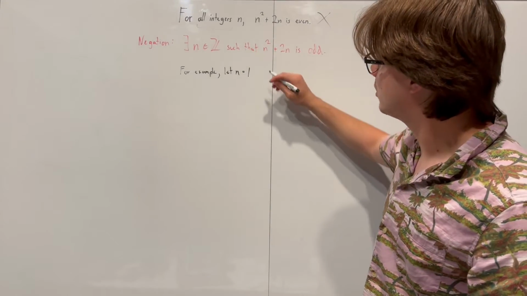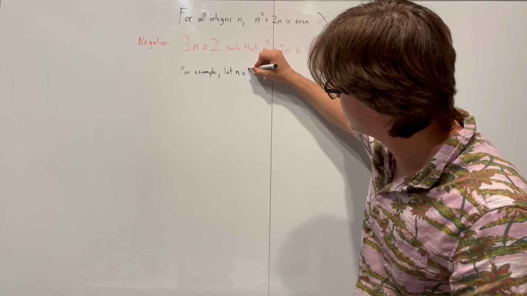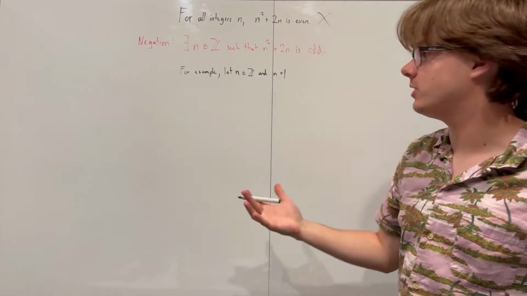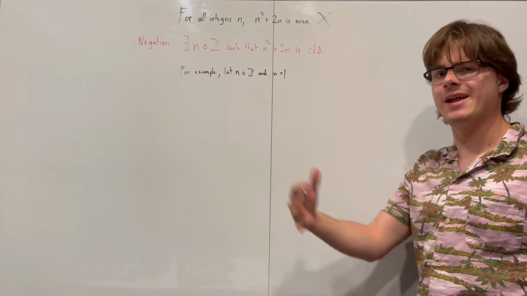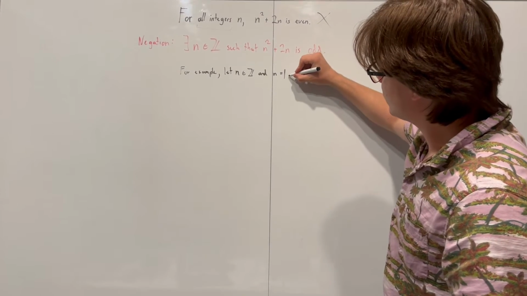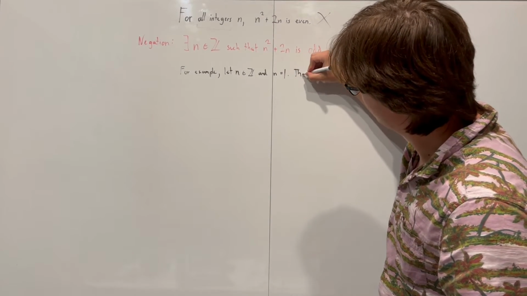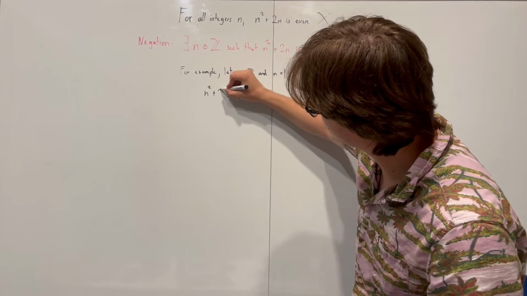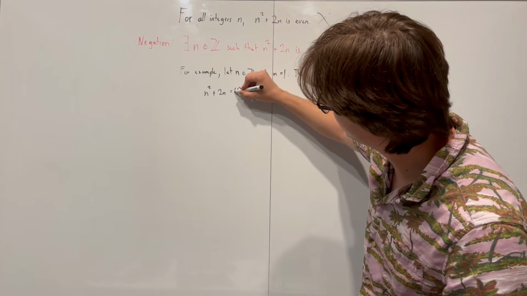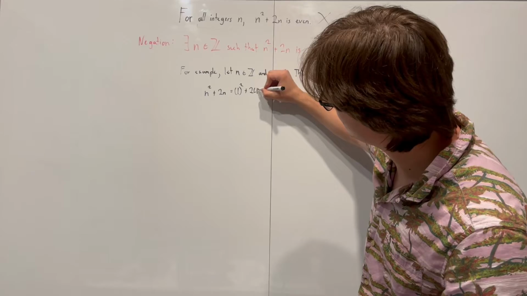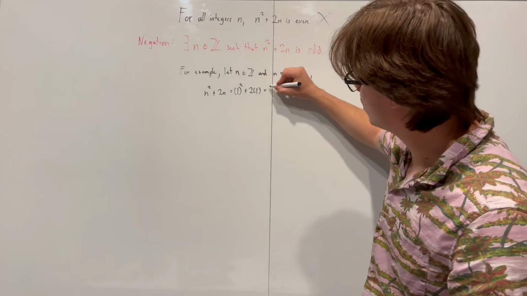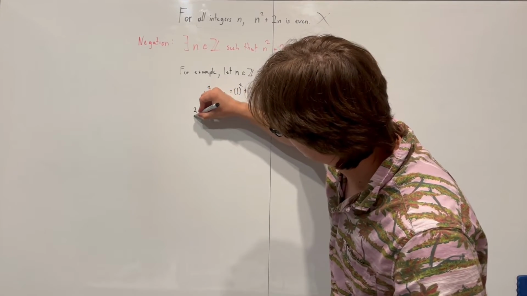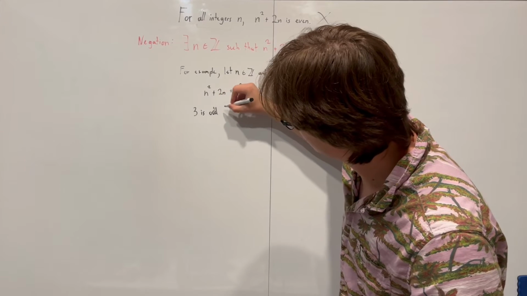Or we'll be a little more precise. Let n be an integer and n equal to 1. You don't really need this first part, but we're just going to say n is an integer and it's equal to 1. Full stop. Then n² + 2n is going to equal 1 squared plus 2 times 1, which is going to equal 3. Great. And here we can say 3 is odd.